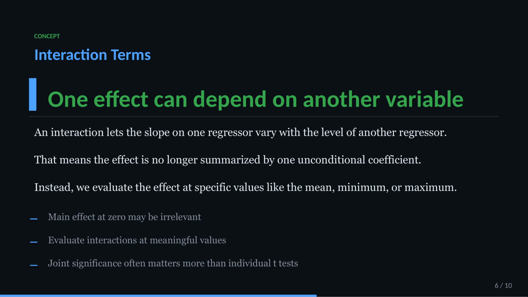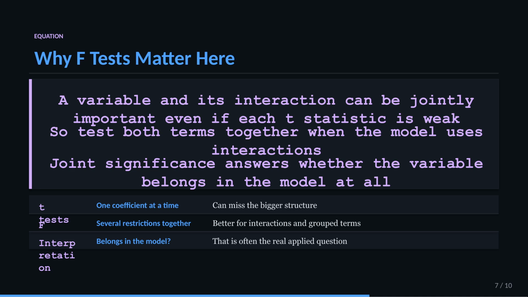Interaction terms create a similar issue. If the model includes x1, x2, and x1 times x2, then the effect of x1 depends on x2, and the effect of x2 depends on x1. That means there is no single unconditional slope anymore. We evaluate the effect at specific values, like the mean or other practically relevant points. This is why interactions are powerful. They let the model say that one relationship changes across environments or groups.